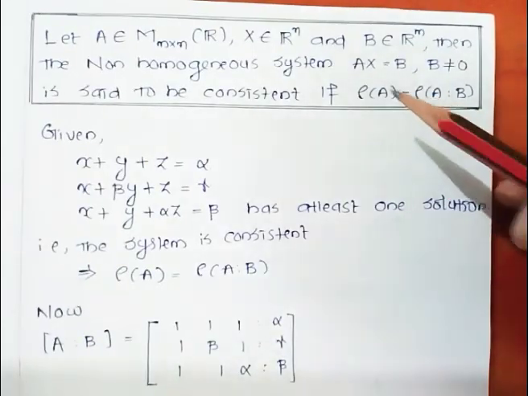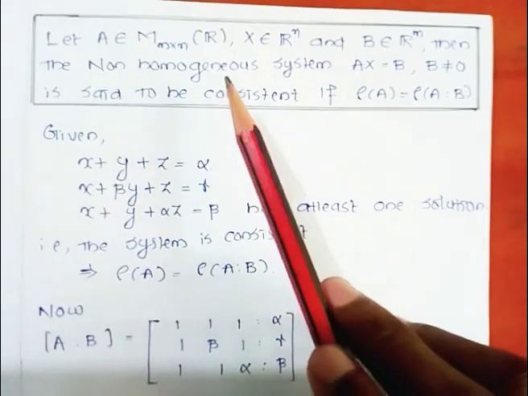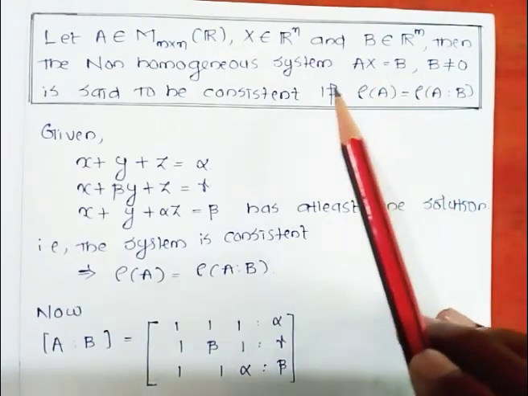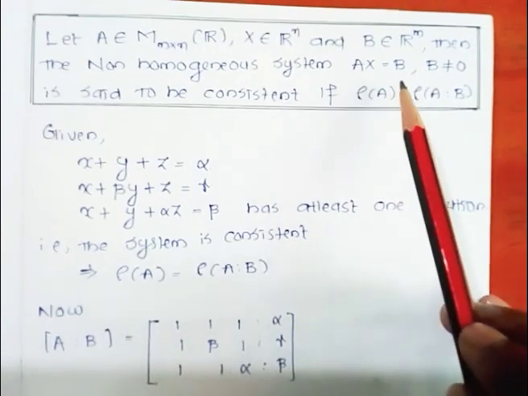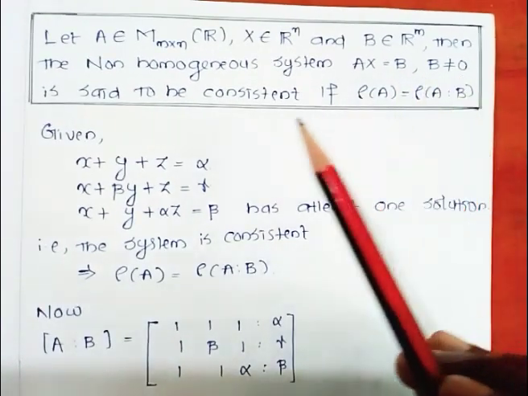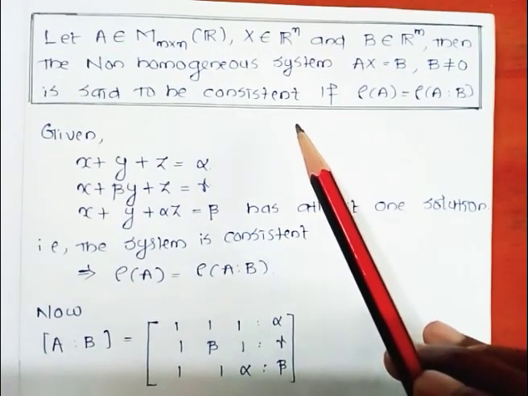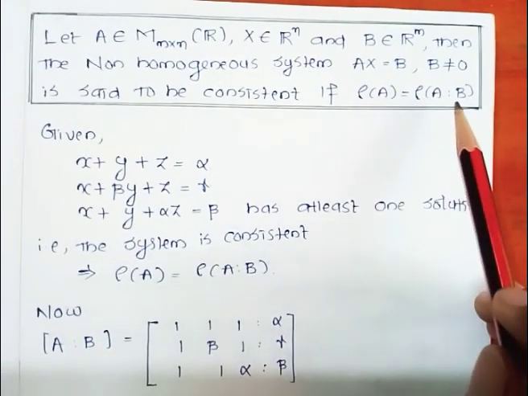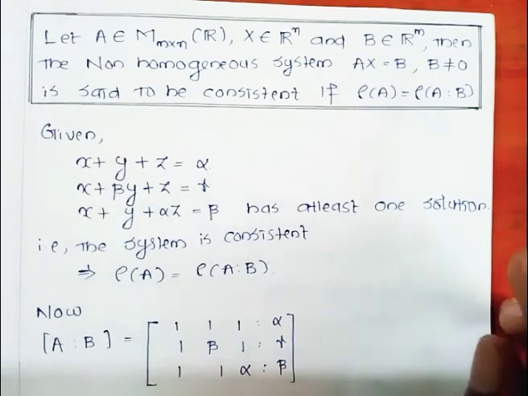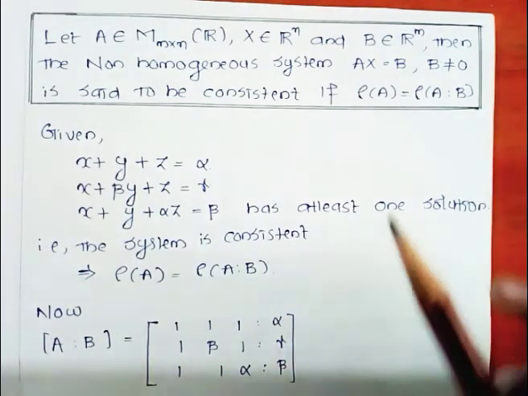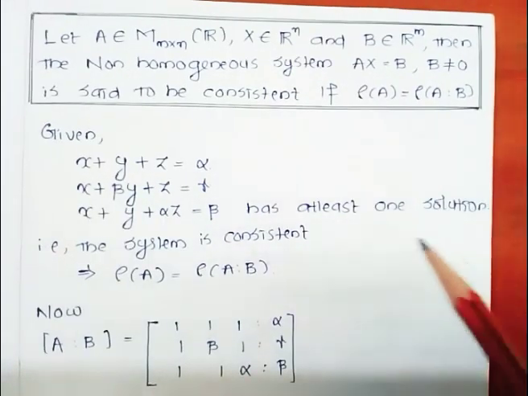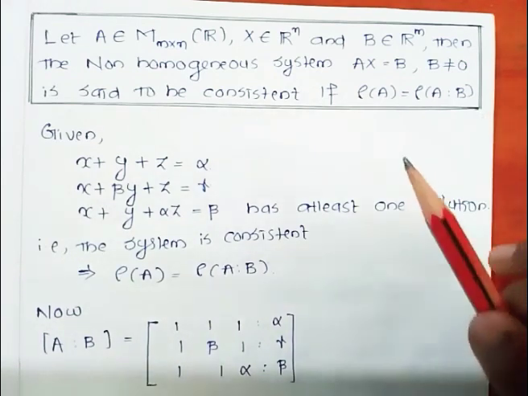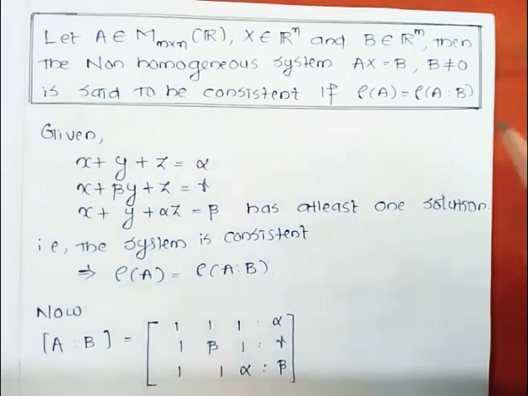Now we have a result. Let A belong to M by N of R, X belong to Rn, and B belong to Rm. Then the non-homogeneous system Ax equals B, where B is not equal to 0, is said to be consistent if the rank of A is equal to the rank of the augmented matrix A with B. That is, a non-homogeneous system of linear equations is consistent if the rank of the coefficient matrix is equal to the rank of the augmented matrix.